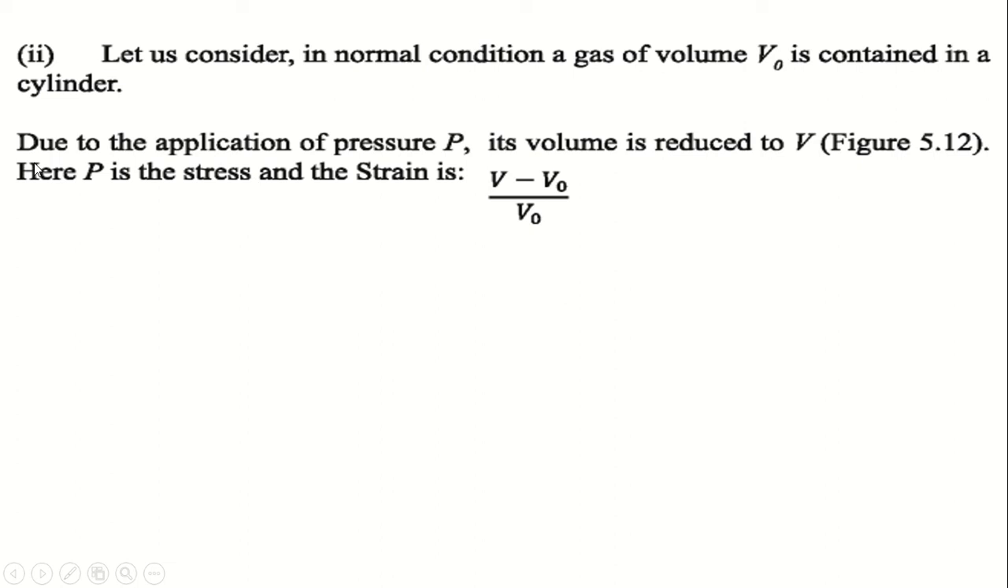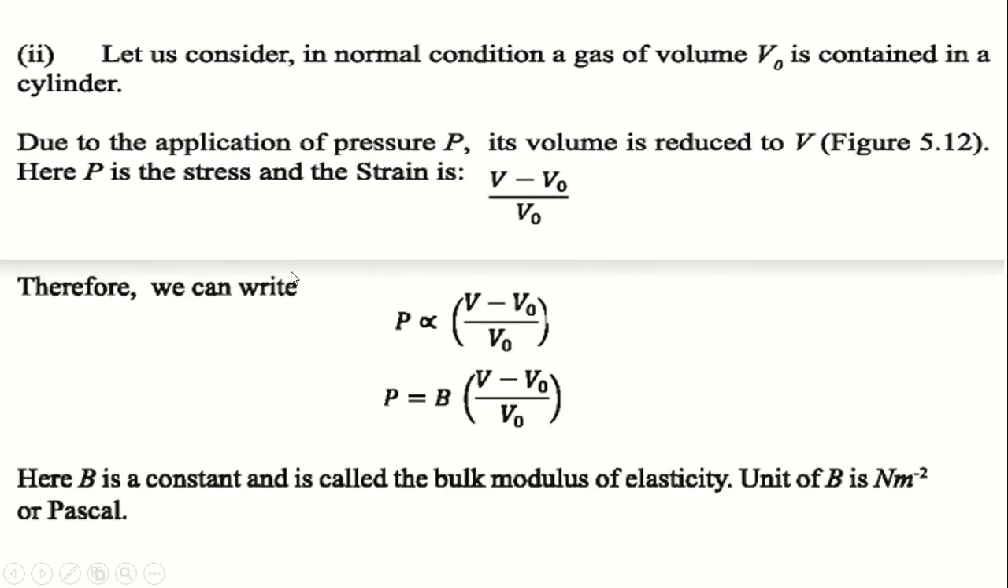So here P is the stress, and strain is (V minus V0) by V0. As I have already told you, strain means change in dimension over original dimension. That means (V minus V0) by V0. So, according to Hooke's law, we can write P is proportional to (V minus V0) by V0. Here, the constant which is used is termed B, and it is known as the bulk modulus of elasticity. The unit of bulk modulus of elasticity is also Newton per square meter or Pascal.